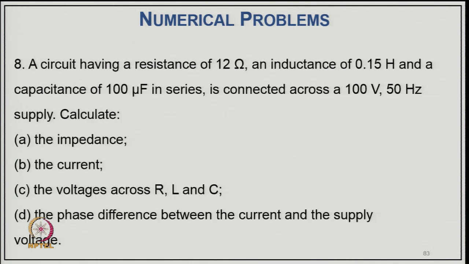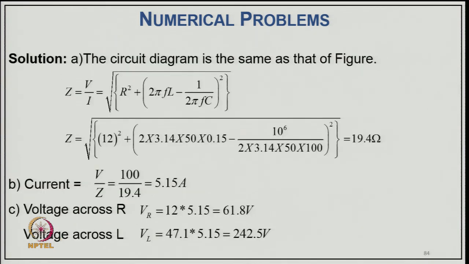Now example 8: a circuit having a resistance of 12 ohm, an inductance of 0.15 Henry and a capacitance of 100 microfarad in series is connected across a 100 volt 50 hertz supply. Calculate the impedance, then current, the voltage across the R, L, C components and the phase difference between the voltage and current of the supply. Coming to the solution, the circuit diagram is the same as that. So, we can find the impedance, Z equal to root of R square plus the square of 2 pi f L minus 1 upon 2 pi f C.